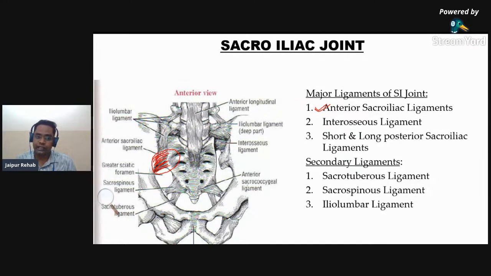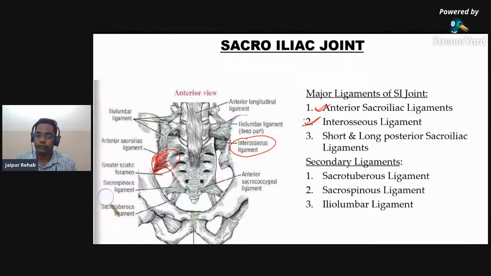Next to it, deep to it, lies your interosseous ligament. Interosseous ligament is again a very thick band of ligament, and again it blends with the capsule of the sacroiliac joint, such that you are not able to recognize which one is the capsule and which one is the interosseous ligament. And it is again very helpful to give anterior stability to the sacroiliac joint here.